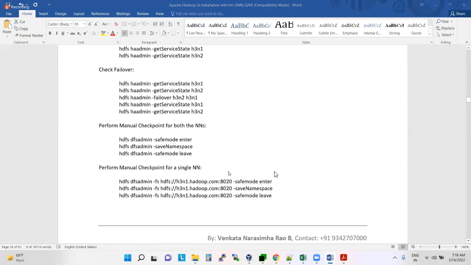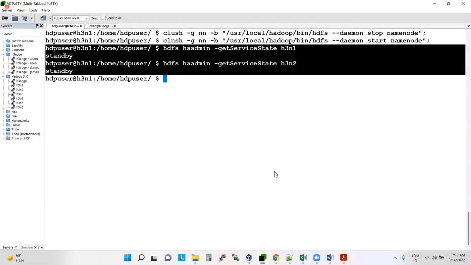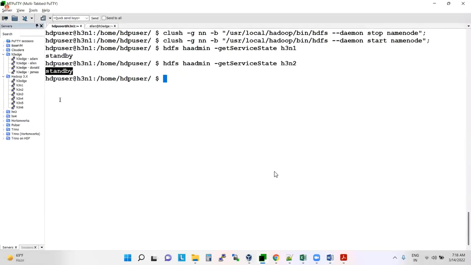As of now, what is happening? The active name node is down. So what about the standby name node? Is it automatically becoming active? No, it is not becoming active. As a Hadoop admin, you need to run a command to make it active. Then only it will become active. Otherwise, no. Will you agree with me?